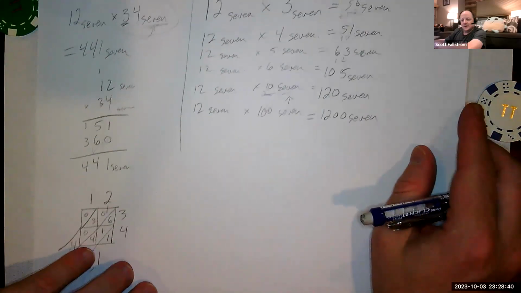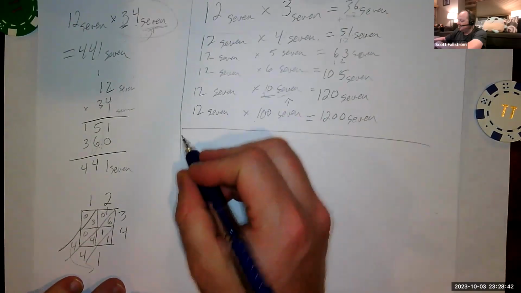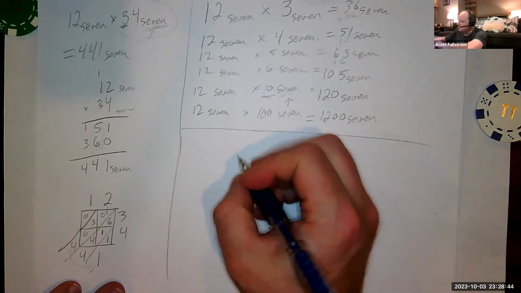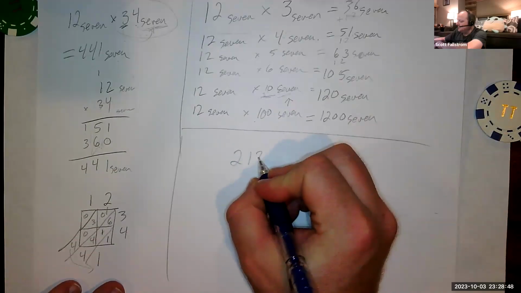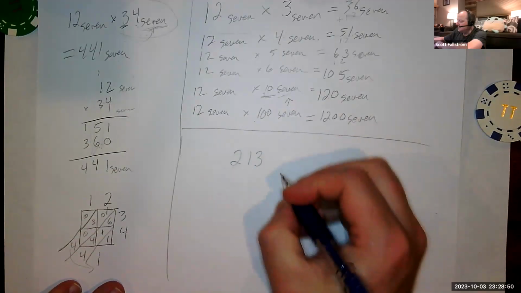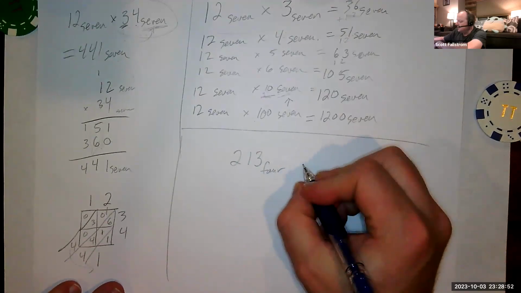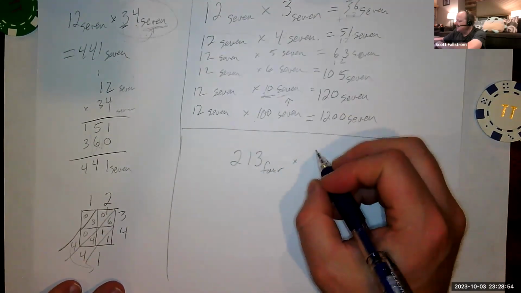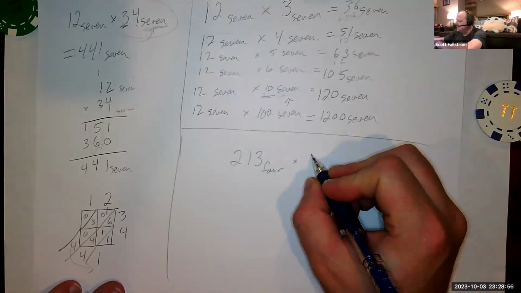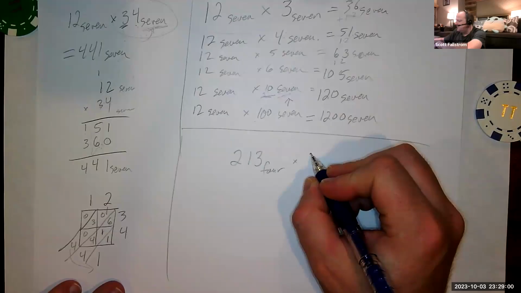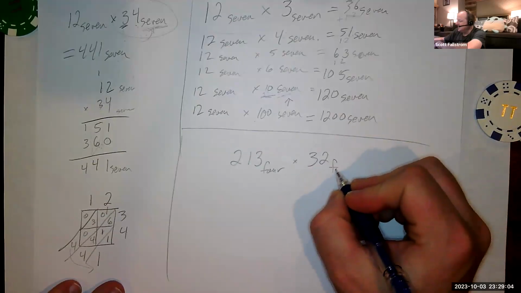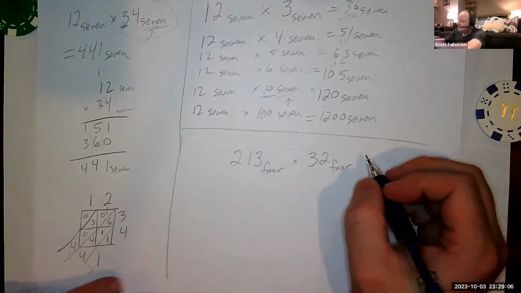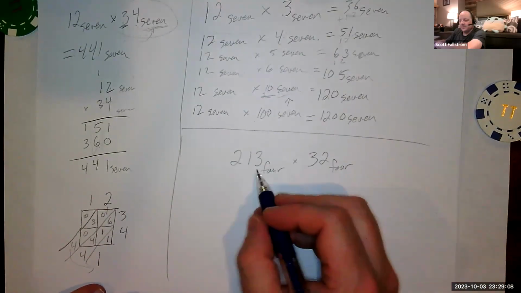Let's see. Should we try another one in base? Let's do another one base 4, maybe. Doesn't matter. Okay, so we'll do one in base 4. So why don't I do a 2, 1, 3? Okay, base 4. And I'm going to multiply that by, what do I want to do? 2, 1, 2, 2, 3, 3, 2, 3, 2. Okay. There's not a lot of digits in base 4. There's not a lot to choose from. Okay, so I want to multiply these out.